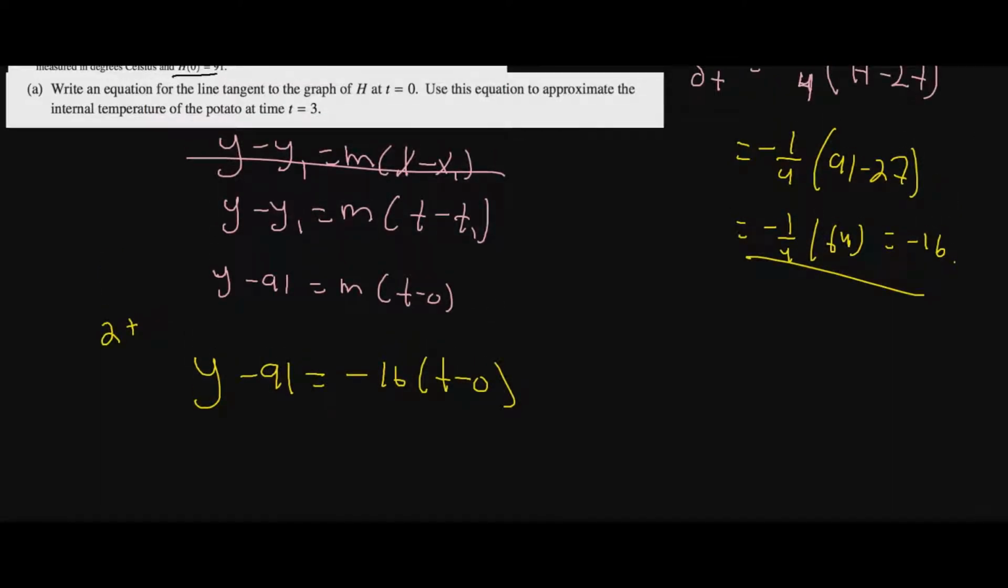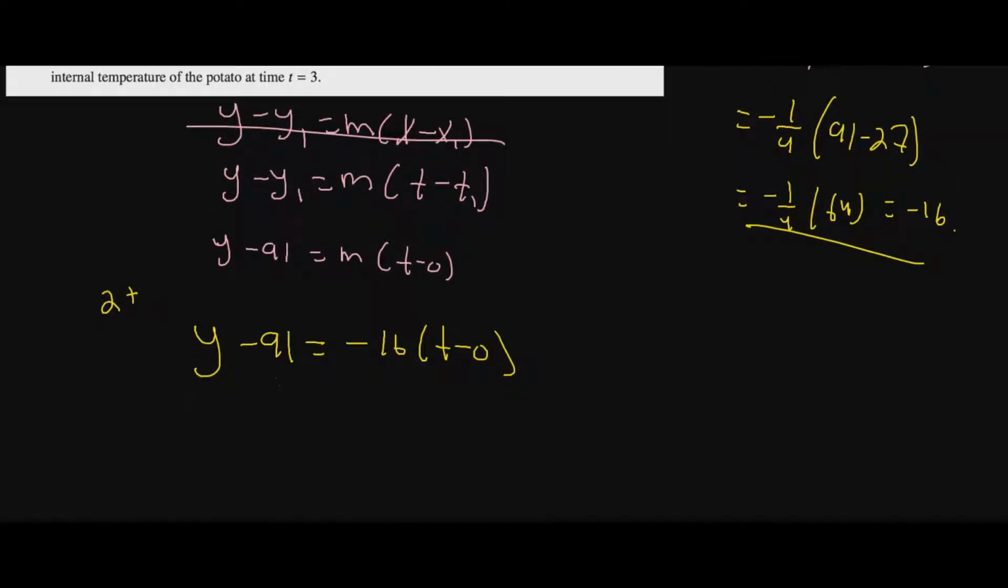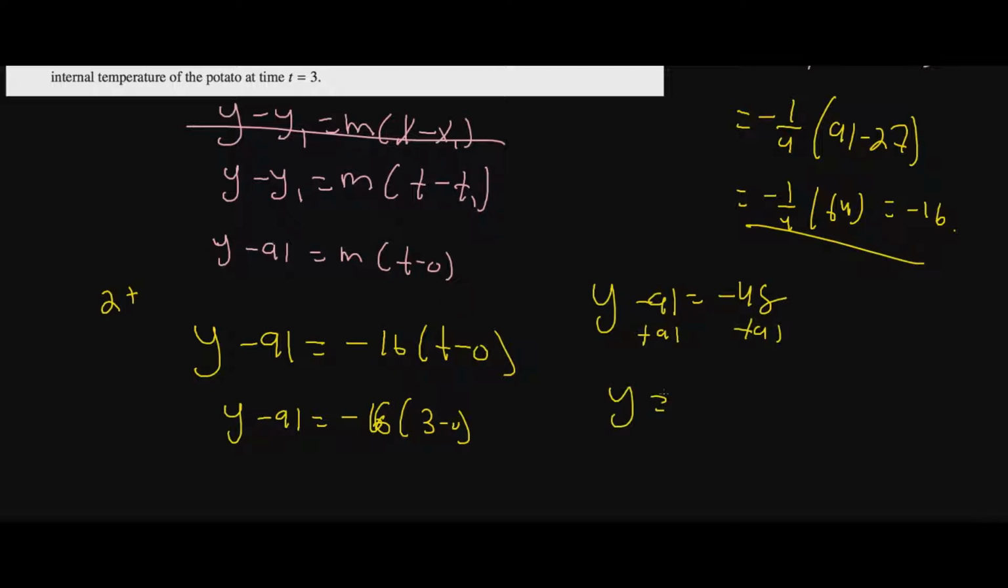But it did say, use the equation to approximate the internal temperature at 3. So y minus 91 equals negative 16 times 3 minus 0. 3 minus 0 is 3. 3 times negative 16 is negative 48. So we get y minus 91 is negative 48, plus 91 to both sides. So y is equal to negative 48 plus 91, which is 43, right? Degrees Celsius.